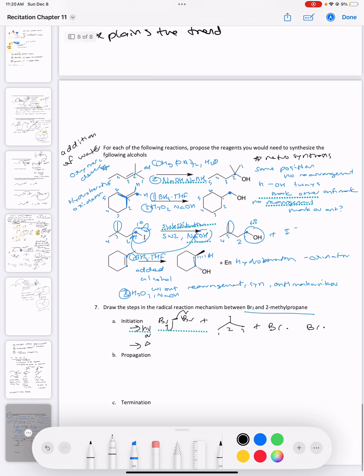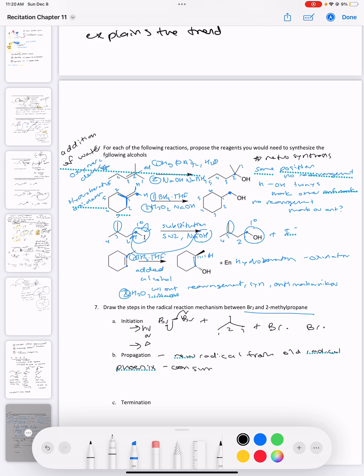Propagation makes a new radical. It sort of consumes one radical and makes a new one. I made a joke in class and it works really well. It's like a new radical from an old radical is just like a phoenix rising from the ashes, right? We're not propagating like plants where we take one plant and make several more. We are consuming one in flames, and from the ashes rises a new radical.